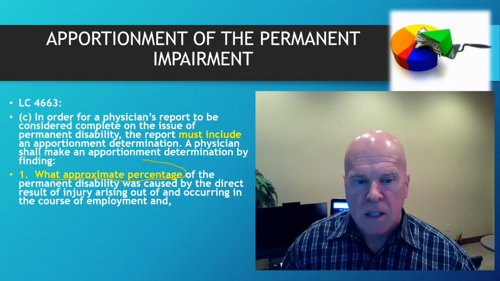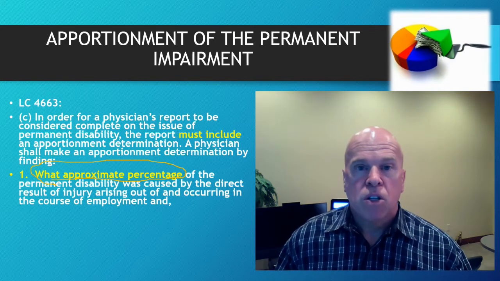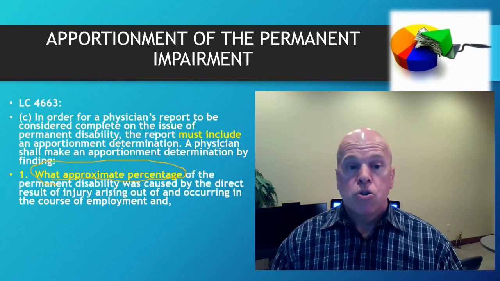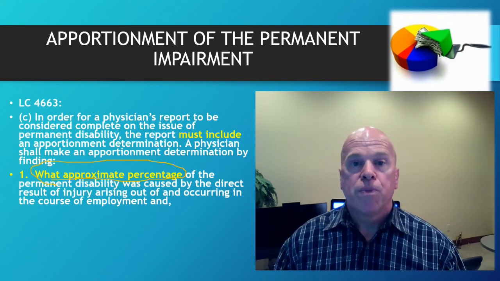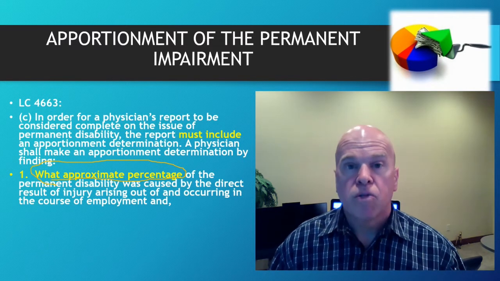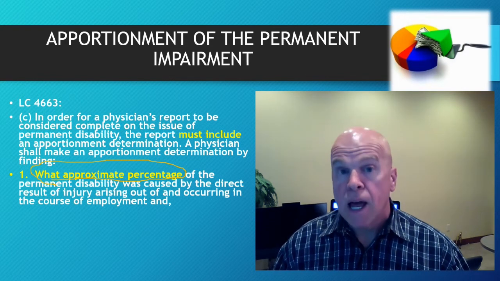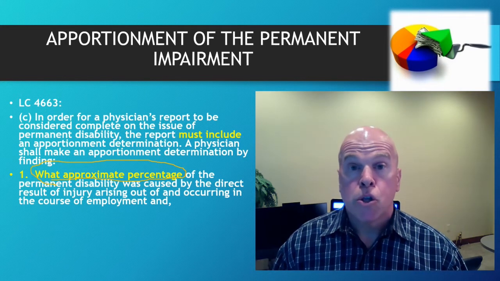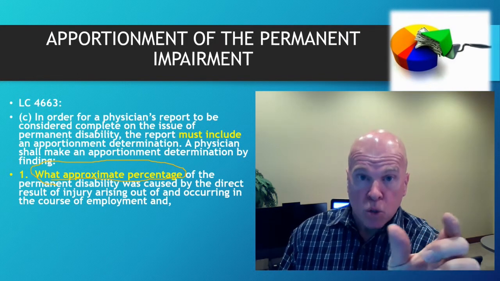What approximate percentage? In other words, when it comes to apportionment determinations, everybody knows, and lawmakers knew when they passed this law, 4663, that it's impossible to come up with an exact, certain percentage. So the law has built in some flexibility for us by allowing us to use approximate percentages. Now, what's interesting about this is, even though our percentages can be approximate, the parties rely on us for an exact number. And so you can't say what I used to say in my report, since I relied on approximate percentages. I used to say things like, in my opinion, approximately 10 to 30% of the impairment is due to the industrial injury, and I would provide a range of values because it was an approximation, right?